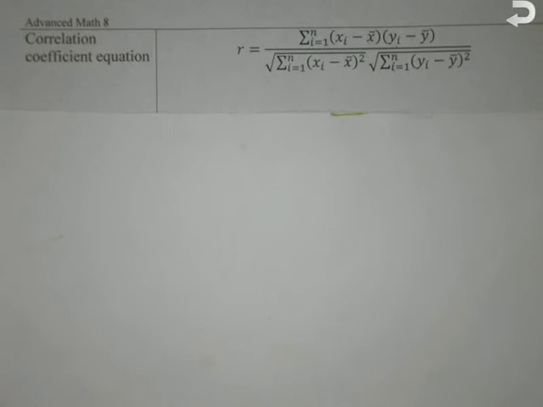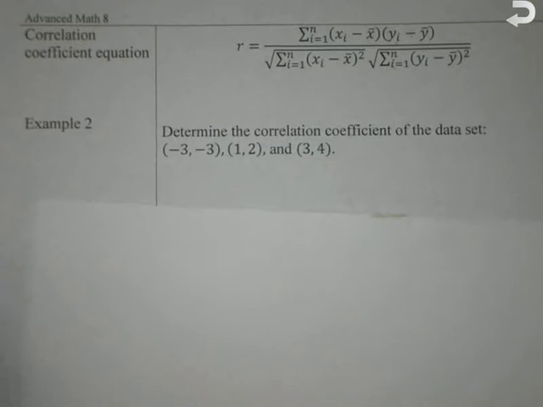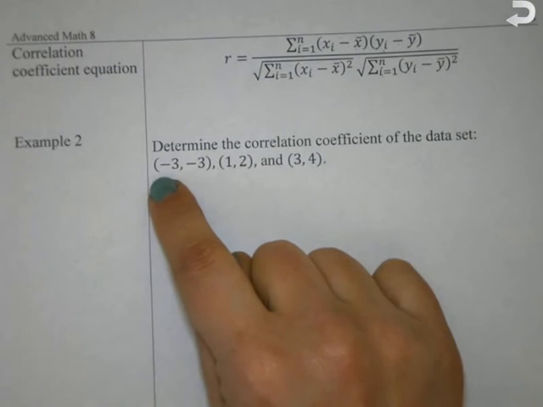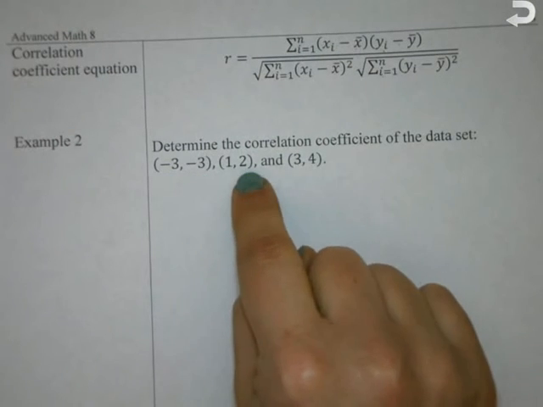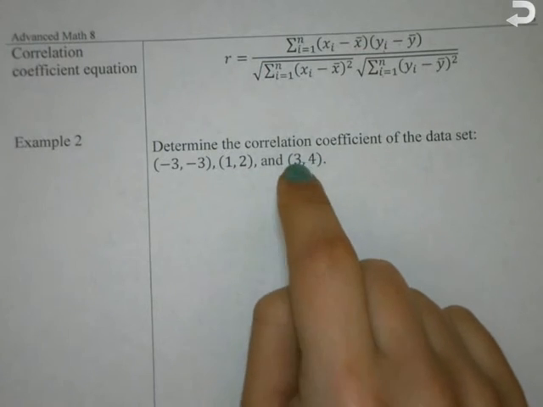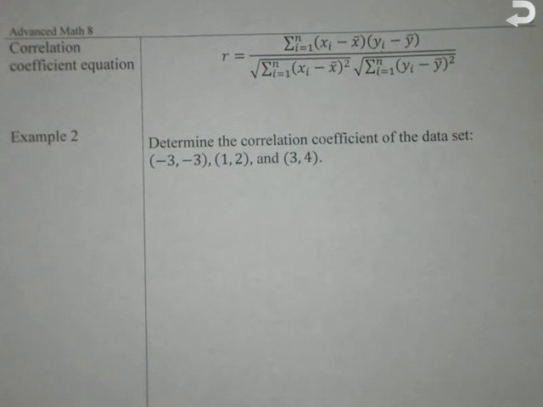So we're going to do this for a small data set. So we're going to do this for the data set -3, -3, 1, 2, and 3, 4. So that's the second example. So data set -3, -3, 1, 2, and 3, 4.